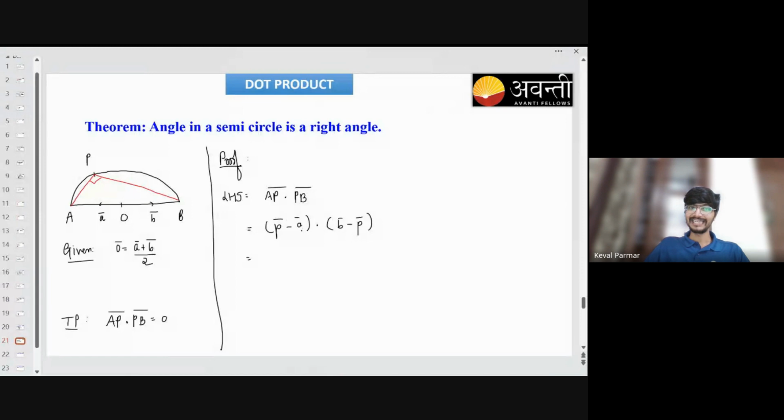We can write A bar as, see, the length of OA and the length of OB is the same. That means P bar is minus A bar. I can write it as P bar plus B bar dot B bar minus P bar. So if I rearrange, I'll get B bar plus P bar dot. Do you remember the formula? This will be B square minus P square. Correct, guys?